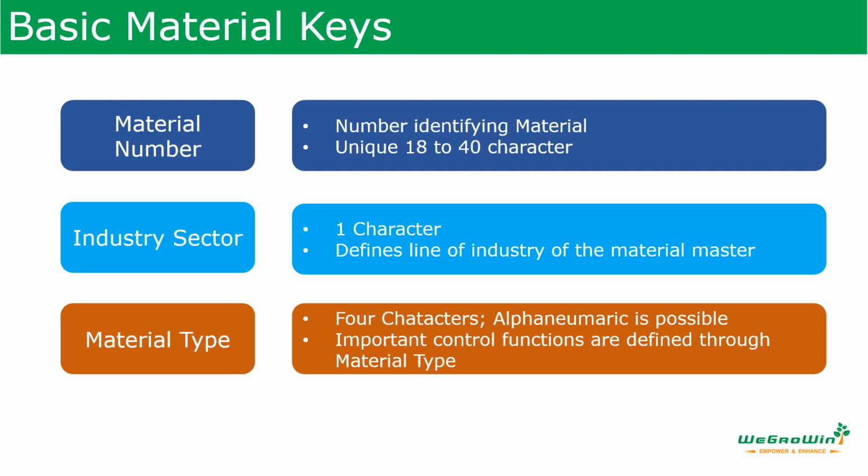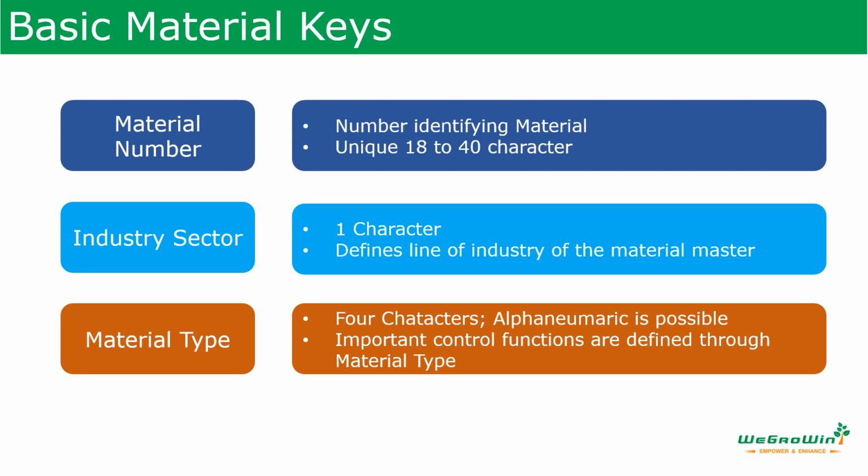The three basic material keys, which are the inputs while creating the material master, start with the material number. A material number is a unique field of up to 40 characters. It can be less than 18 also. That can be entered manually or created automatically by the system based on the type of number assignment. For external number assignment, you can enter the material number manually. For internal number assignment, the system creates the material number automatically when you save the material master record.